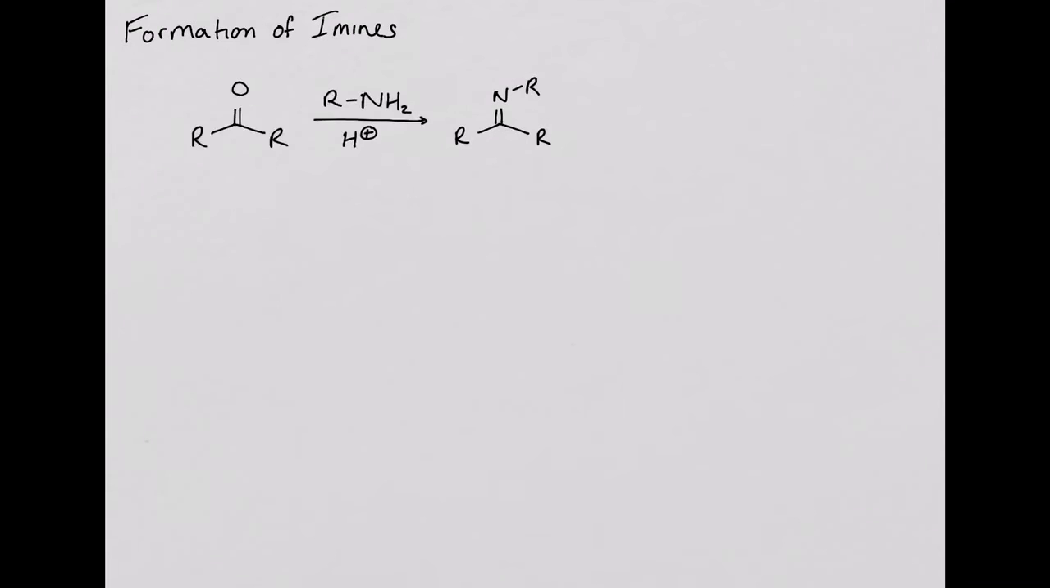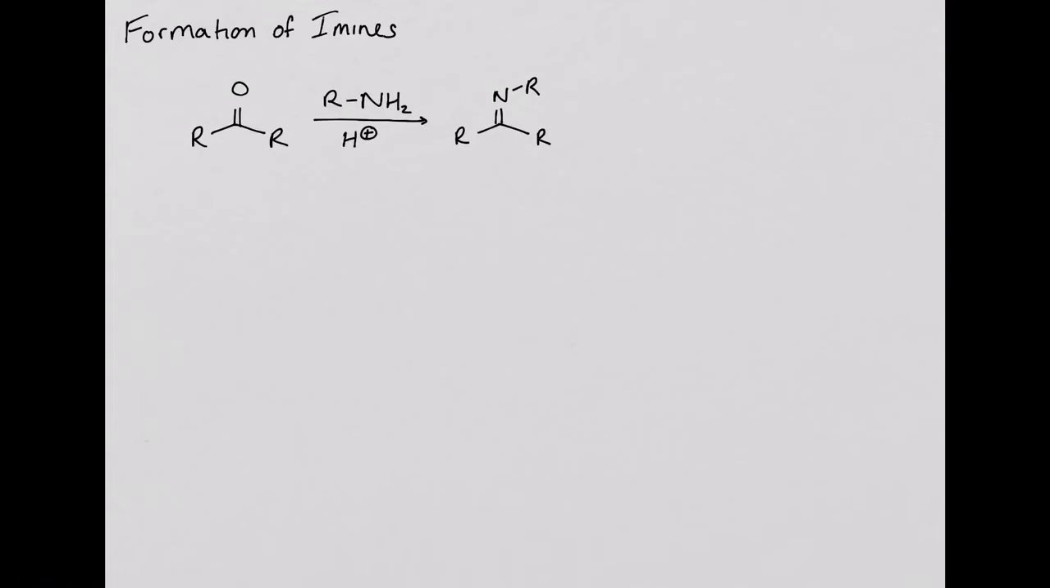This video will cover the formation of imines. An imine is the nitrogen analog of a ketone or aldehyde. An imine is synthesized by adding an amine to a ketone or an aldehyde under acidic conditions.